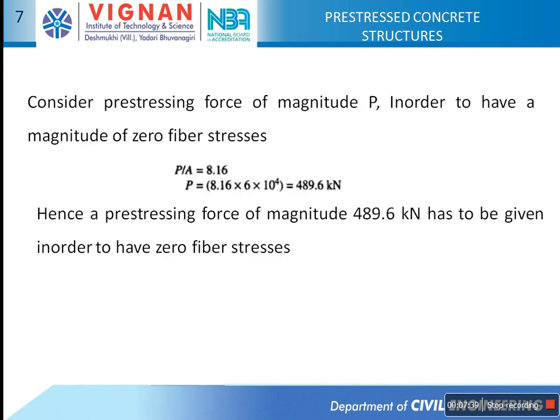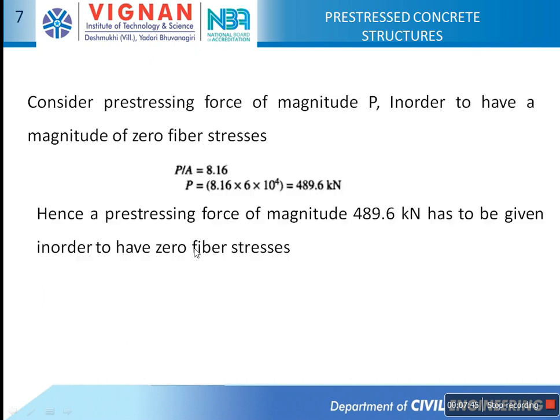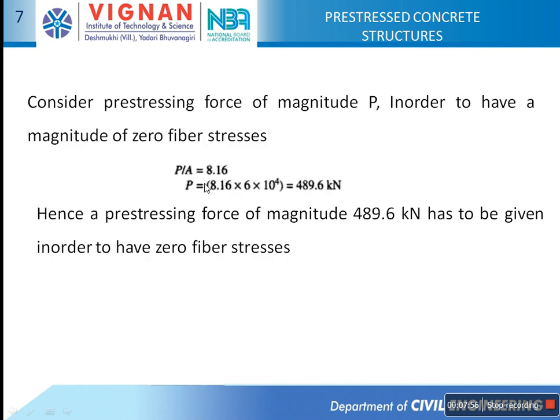So what will be the direct pre-stress value, that is P by A, should be equal to this stress. So P by A will be equal to 8.16, and we already know the area of the section A, that is we have calculated it here as 6 into 10 power 4. So from here, if we multiply that 8.16 into 6 into 10 power 4, we will get a pre-stressing force of magnitude 489.6 kilonewton. Hence, if we apply a pre-stressing force of magnitude 489.6 kilonewton concentrically, we will be able to nullify the stresses due to the dead load and live load that is acting on the beam.